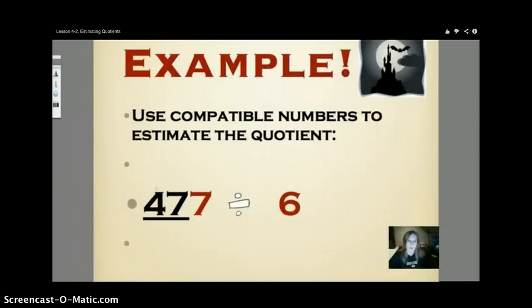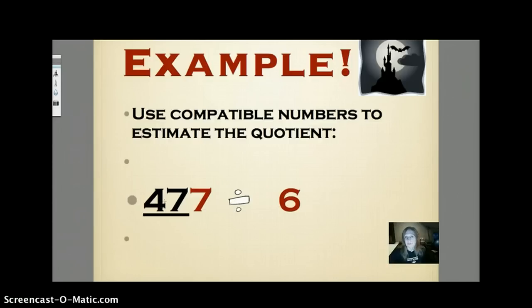Incompatible numbers here, because if I rounded 477 to the greatest place value position, I would round it to 500, and 500, you can't use mental math to divide that evenly by 6. So I'm going to use compatible numbers to make it easier. There are two different compatible numbers I could use here, but one of them will give me a closer estimate.